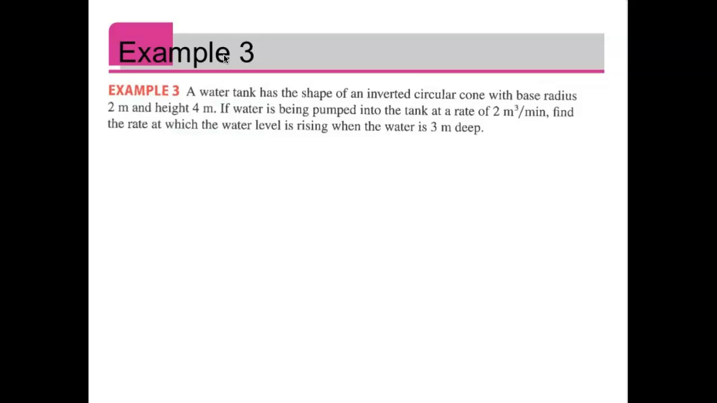A water tank has the shape of an inverted circular cone with a base radius of 2 meters and a height of 4 meters. Water is being pumped into the tank at a rate of 2 cubic meters per minute. Find the rate at which the water level is rising when the water is 3 meters deep. First thing I'm going to do is diagram this. So let's draw our inverted circular cone.